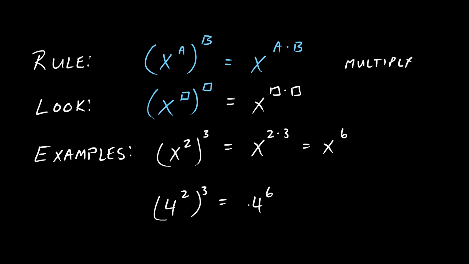Sometimes people tend to confuse these two rules, so take a minute to really look at what you're doing here and know when you multiply versus when you add. And the reason for this is same type of reasoning. If you had, let's say, 4 squared and you raise it to the third, that means you have it 3 times. So that means you're going to have 2 3 times, so 2 times 3 is 6.